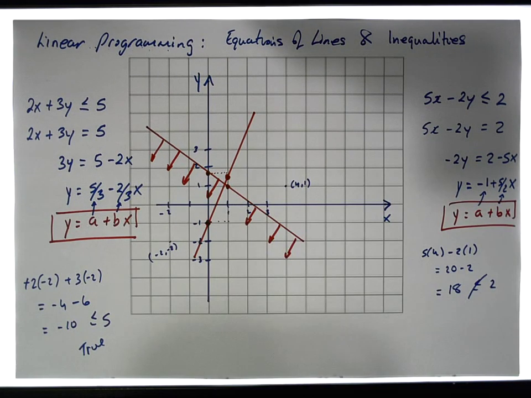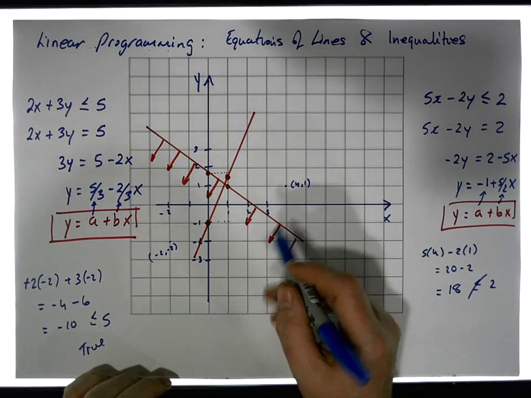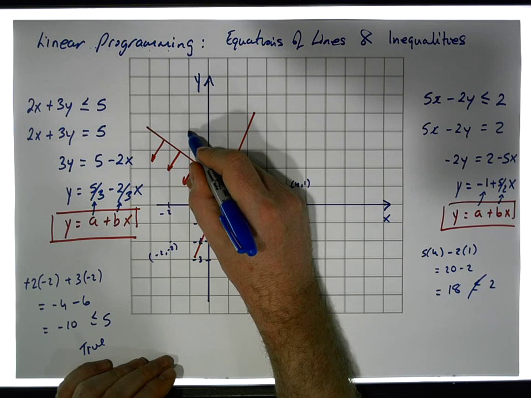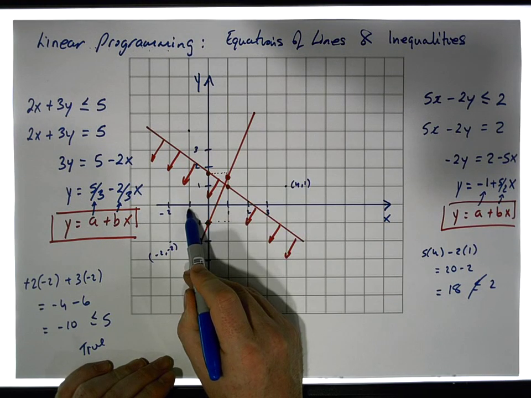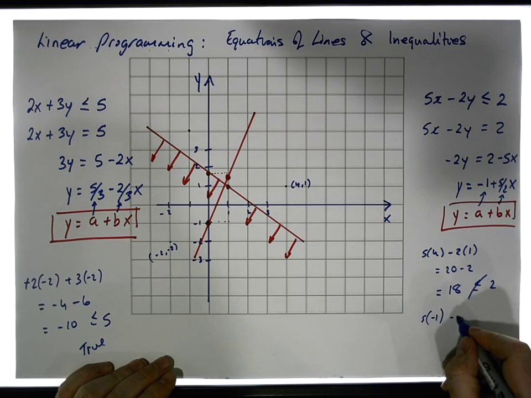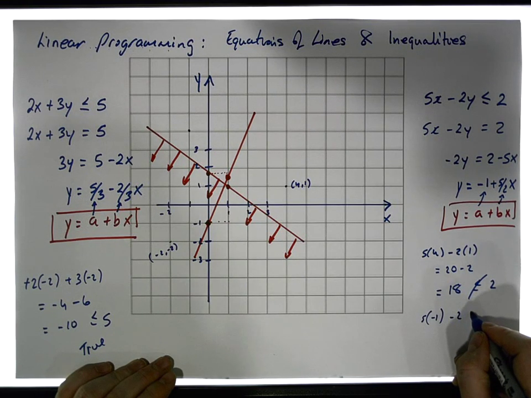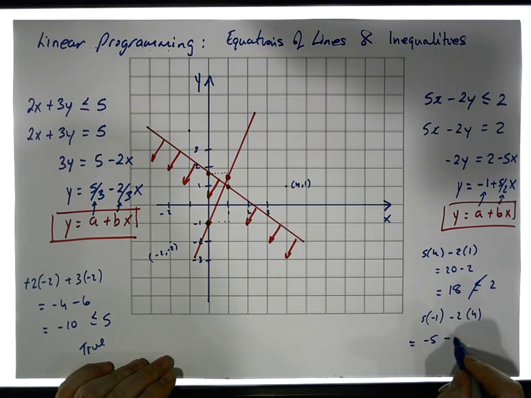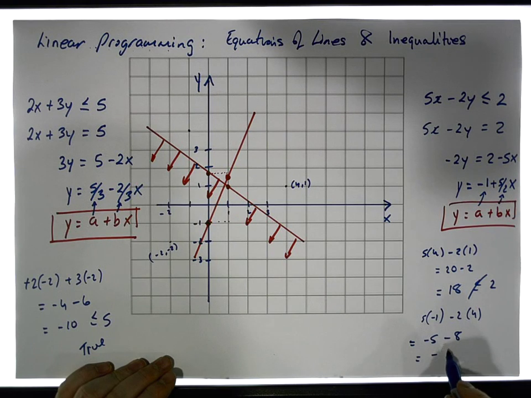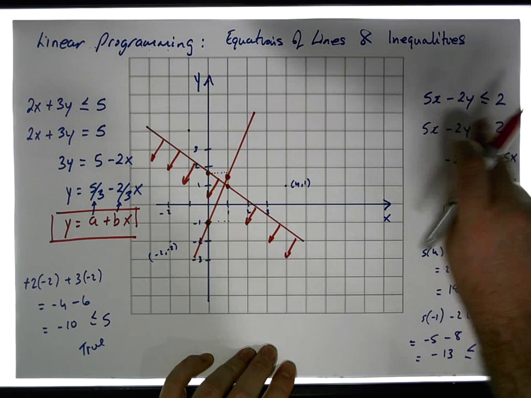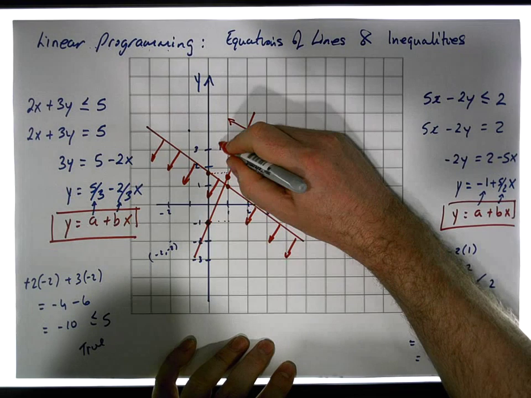So what we need to do is check the other side of the line. Let's check this point here, which is -1, 4. So we check -1, 4, we get 5 times -1 minus 2 times 4. That gives us -5 and -8, which gives us -13, which is less than or equal to 2. So it's actually this side of the plane. This plane now represents this particular direction here.